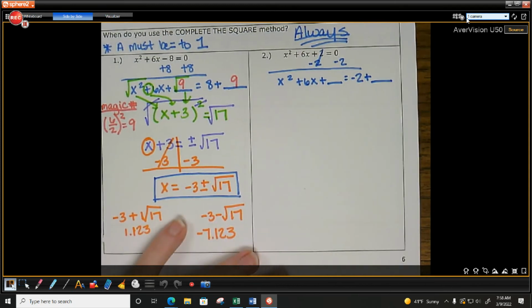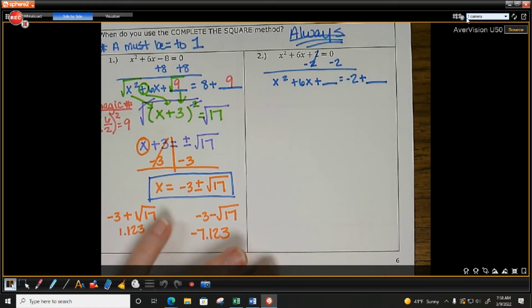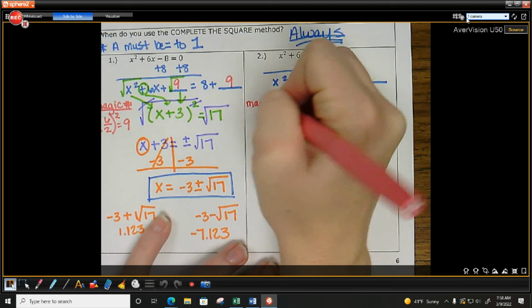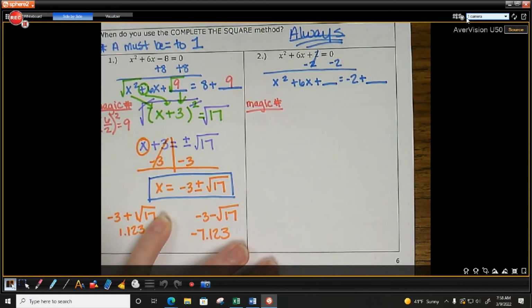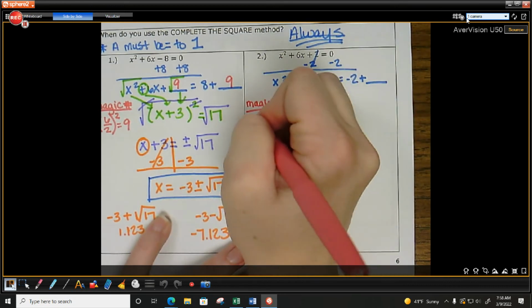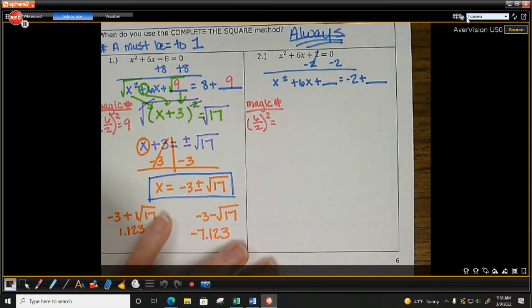What's my next step? Find the magic number. Your magic number is that formula, b over 2 squared. What's b? Over 2 squared. Guys, it's just a coincidence that my magic number is the same. Don't think your magic number is always 8, always 9. It's not. So this is 9. Add 9 on both sides.